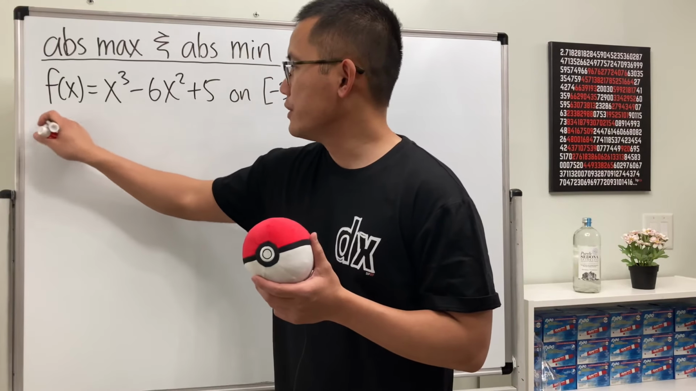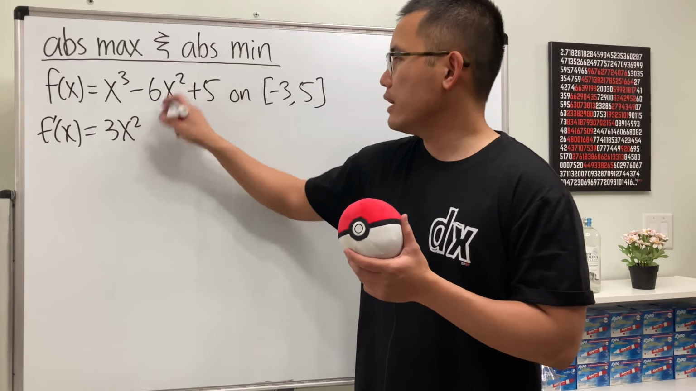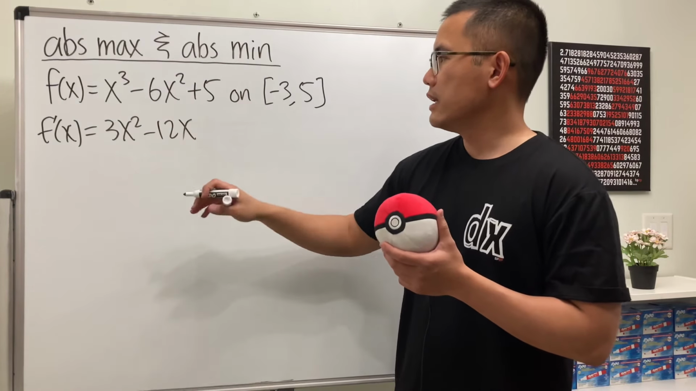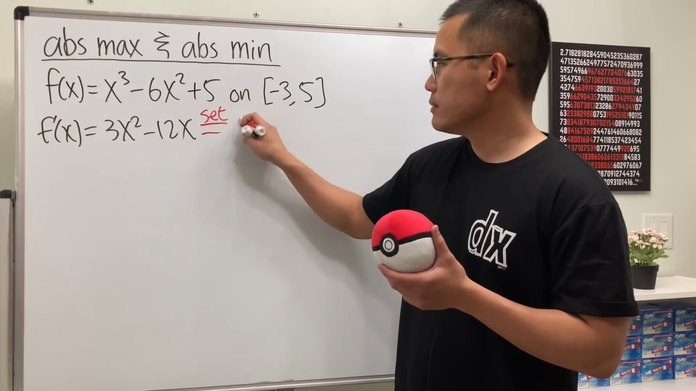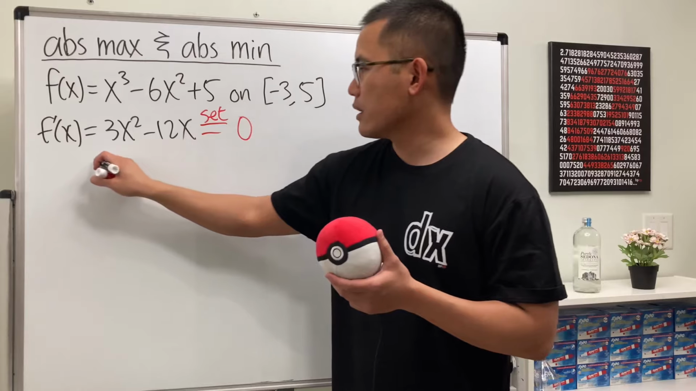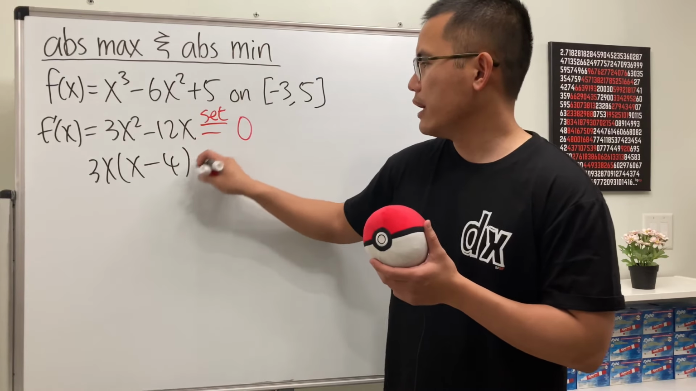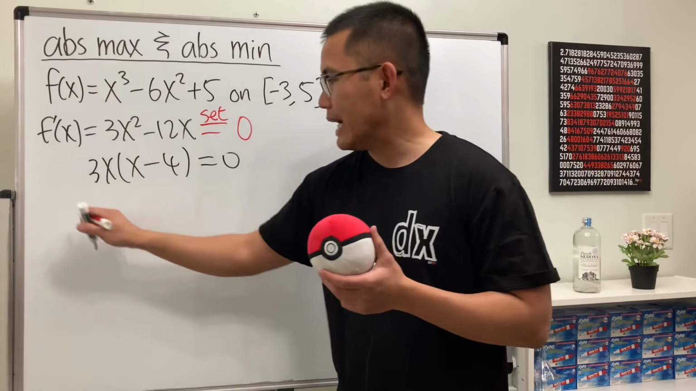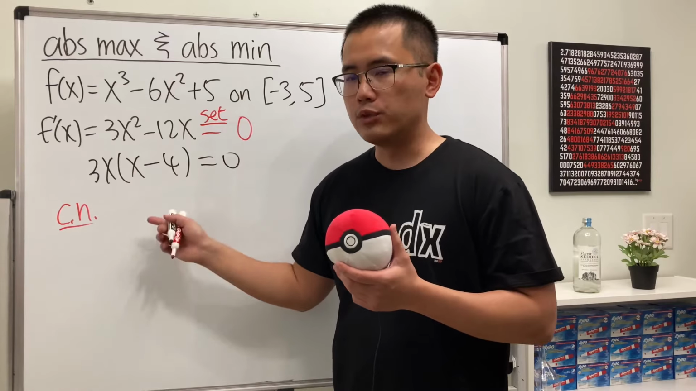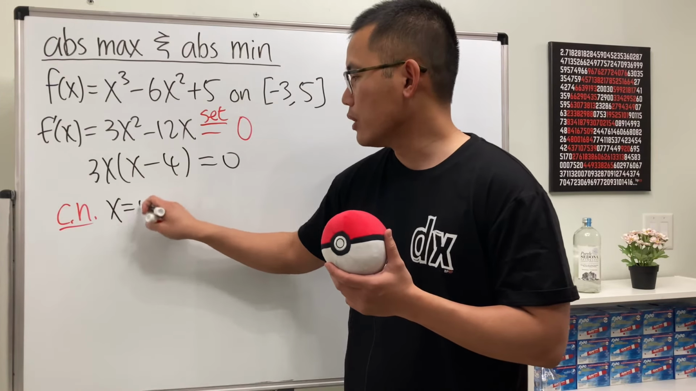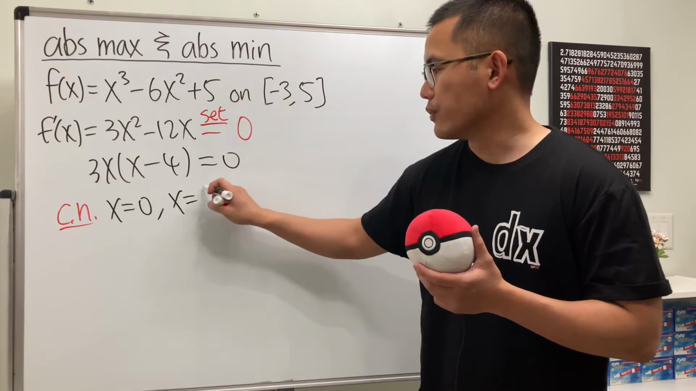So let's do the derivative, f prime of x. This is going to be 3x squared minus 12x, and that's it. And then let's go ahead and set this to be 0. We can factor out 3x, which gives us x minus 4, and that will be 0. So we have two critical numbers. The first one is when 3x is equal to 0, that means x is equal to 0. And the other one is when x minus 4 is equal to 0, that means x is equal to 4.